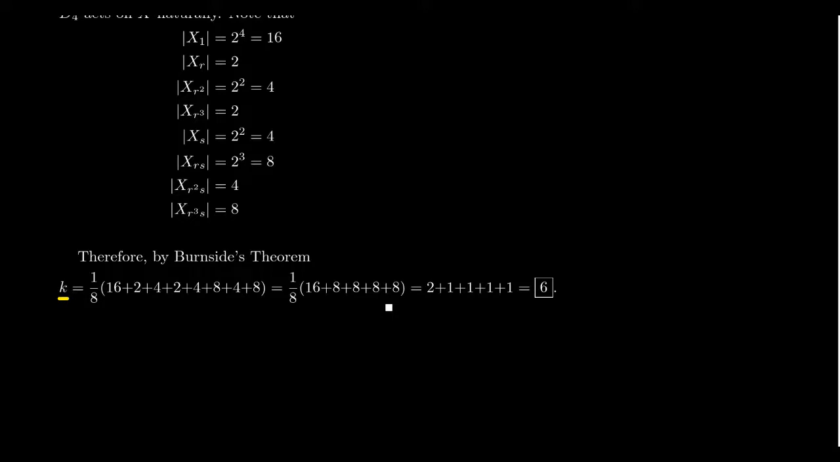This tells us by Burnside's theorem, there are 6 colorings of the square. And I can give them to you real quick. There's the all white coloring.